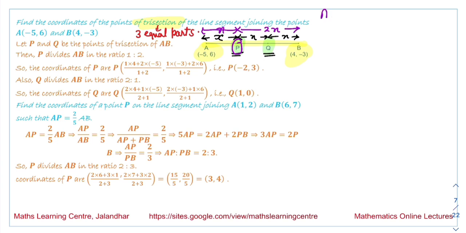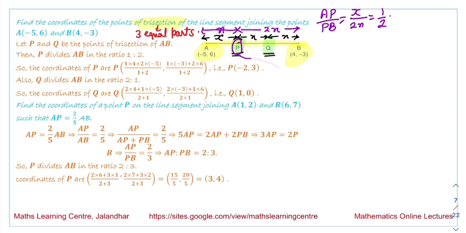So what is the ratio AP is to PB? It is x over 2x, that is equal to 1 is to 2. 1 is to 2 doesn't mean that this is the midpoint, because when we are talking about the midpoint, the ratio is 1 is to 1, that it is dividing the line in two equal parts. Now we are saying the ratio is 1 is to 2.